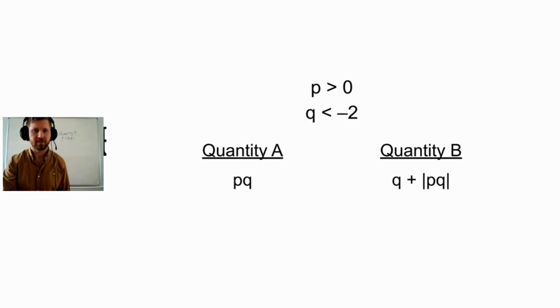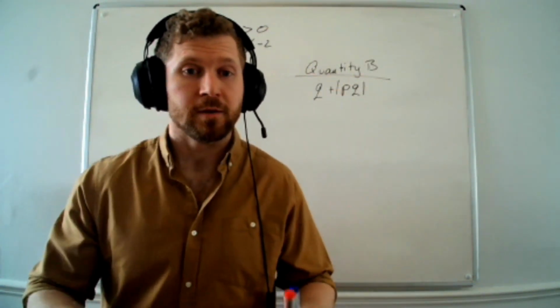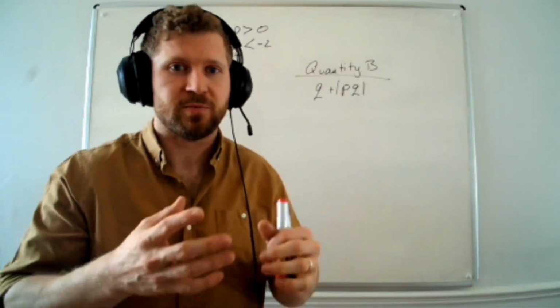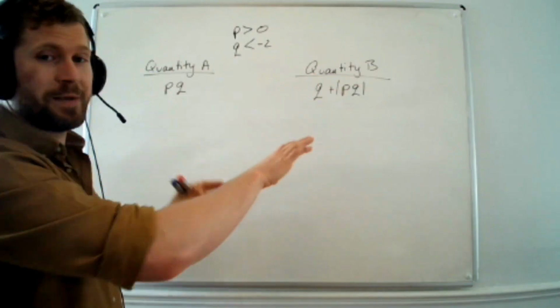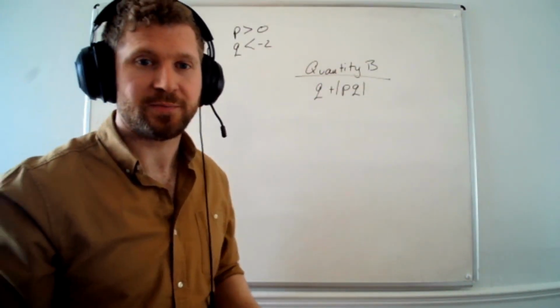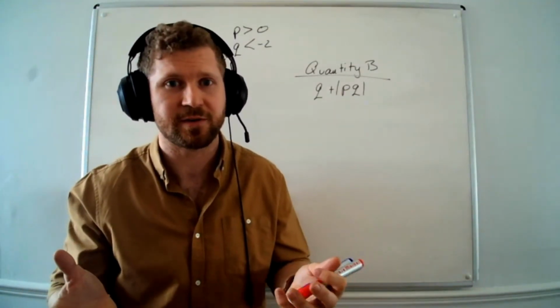All right, pause here if you want some more time looking at this one. All right, similar starting point to the last question. We've got this p is greater than 0, q is less than -2 here. There's a bit more going on in quantity A and quantity B here, but the principle behind this one, or at least the start point, is going to be very similar.